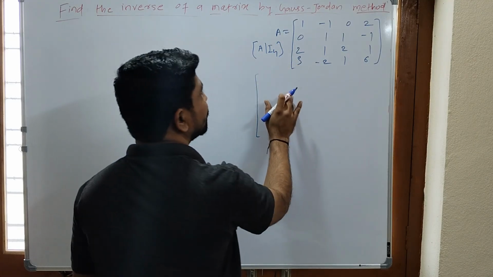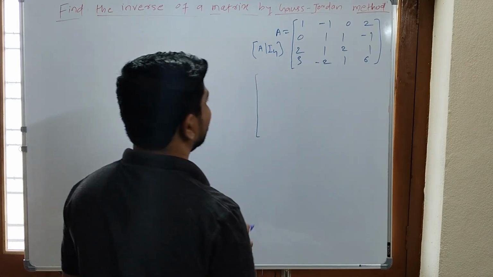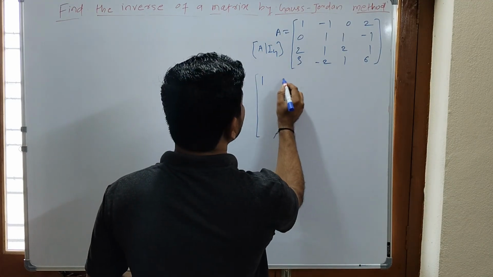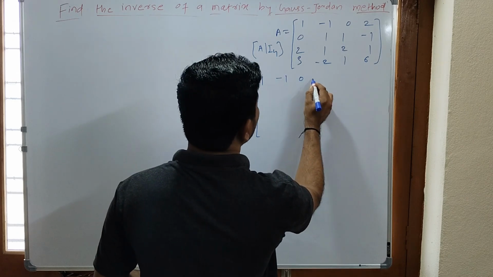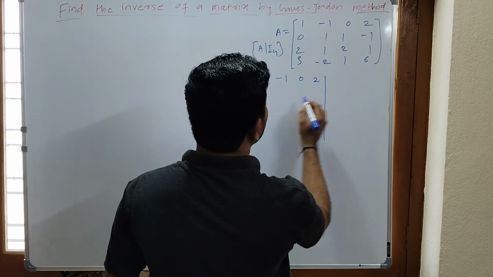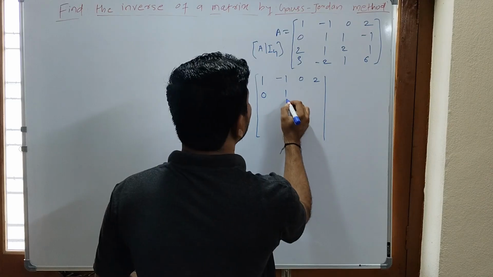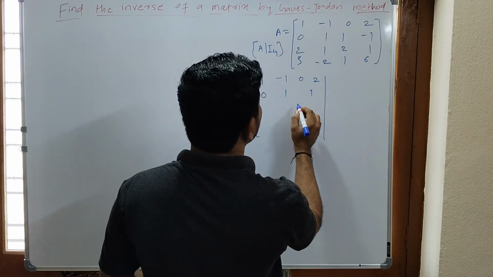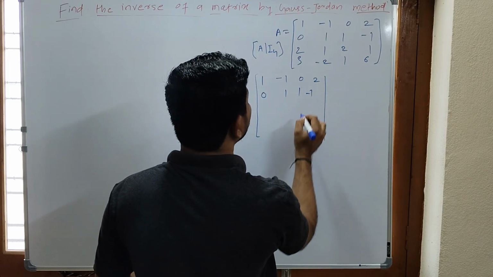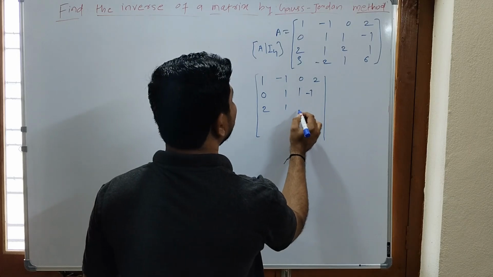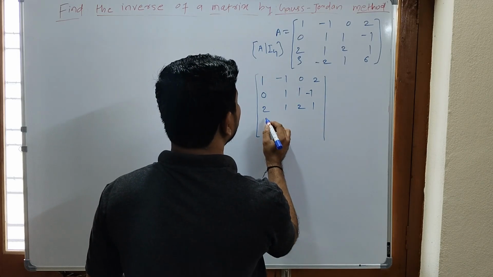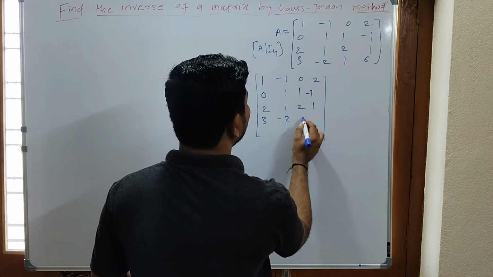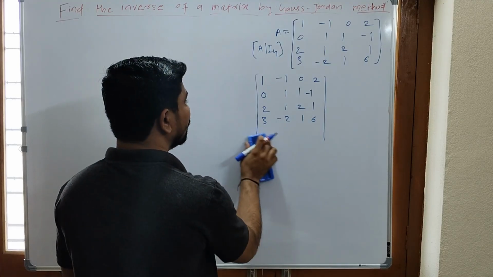Here I don't have space, that's why I am writing in small space. So here this is 1 minus 1 0 and 2. This is as it is 0 1 1. This is minus 1 and this is 1. This is 2 1 2 1. This is 3 minus 2 1 and 6.